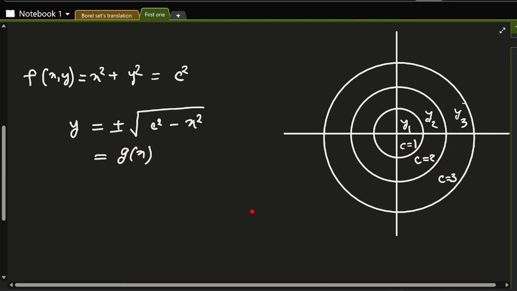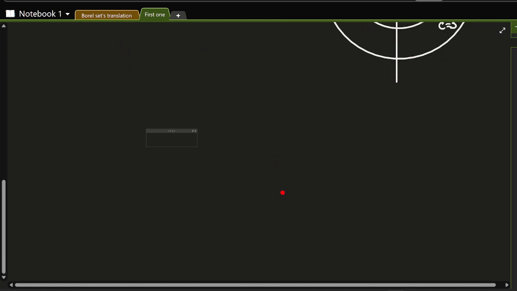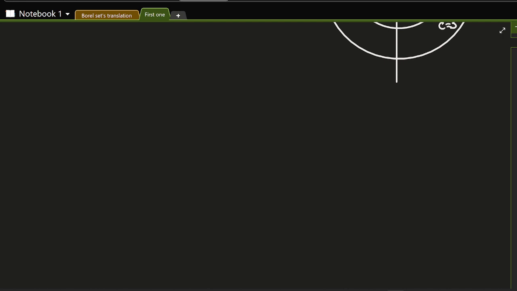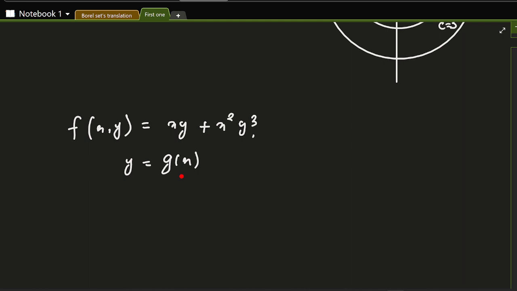Not all the implicit functions that we encounter are going to be this easy and trivial. For example, we have a function f equals... For this function there is no trivial way to express the variable y as a function of x. We don't even know whether such a function g of x exists. That's where the implicit function theorem comes into play.